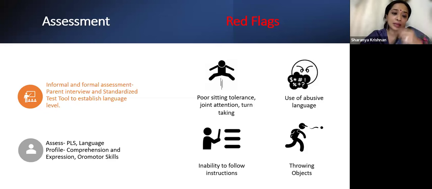So primarily the assessment would focus on the prerequisite learning skills, the PLS. The language profile, profiling the child's comprehension skills, which is the receptive language, and the expressive language skills. Another important component, which I never like to miss out, is the oromotor skills, evaluation of the vegetative skills, chewing, blowing, the tongue movements, the placement of the articulators. So that is another important area of assessment that I generally don't like to miss out.